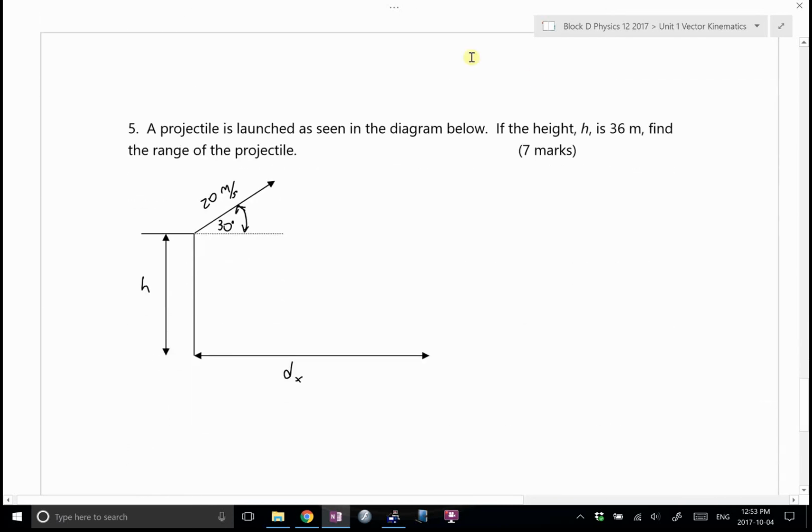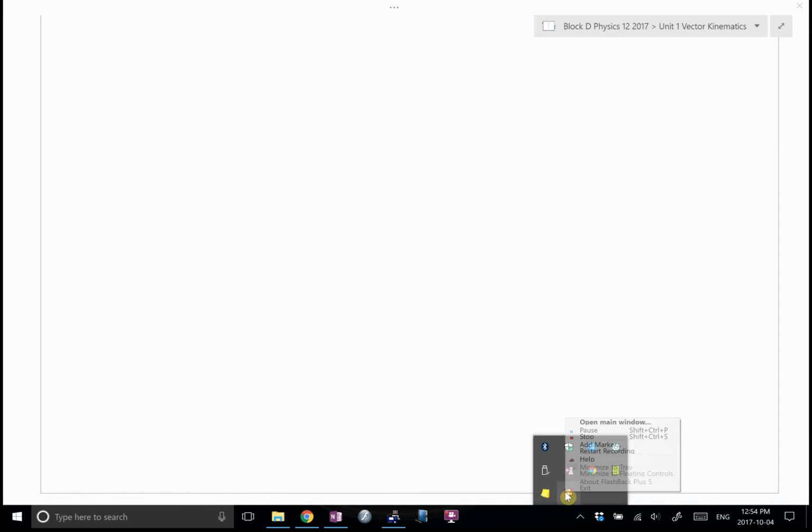Number 5. Projectile is launched from a cliff at an angle. Find the range. I like number 5. My angels, you have the rest of class to work on this.